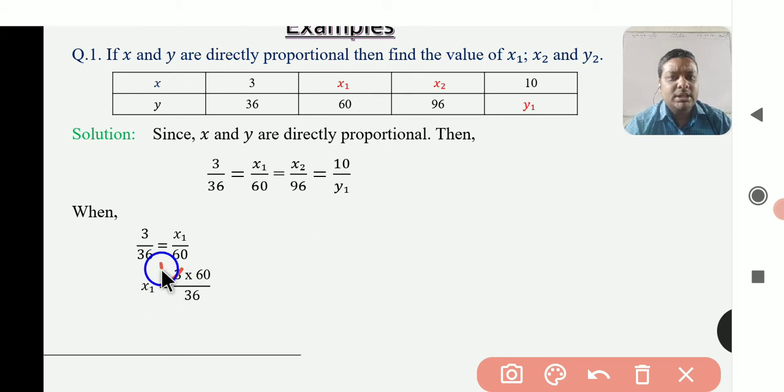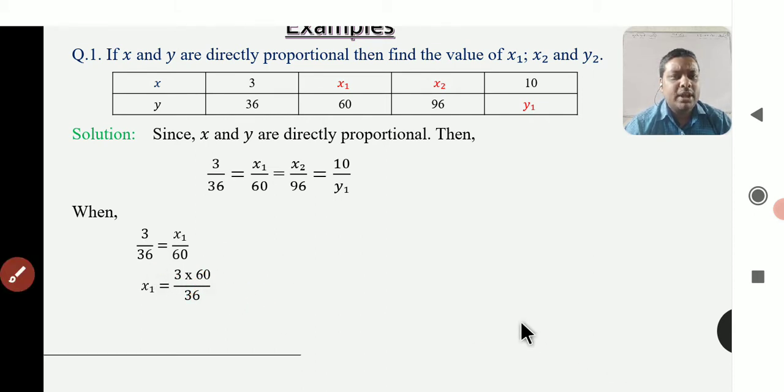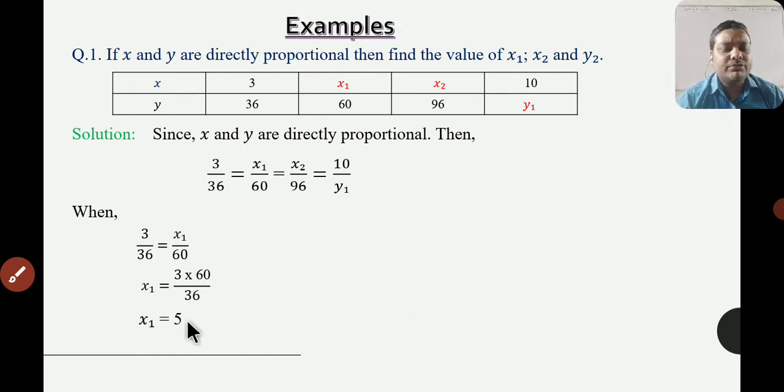3 1 ja 3, 3 12 ja 36. Okay. Now 12 1 ja 12 and 12 5 ja 60. So now you can see that in the denominator only 1 is there, no value, but in the numerator 1 into 5 will be 5. It means its value will be 5. So the value of x1 will be 5.